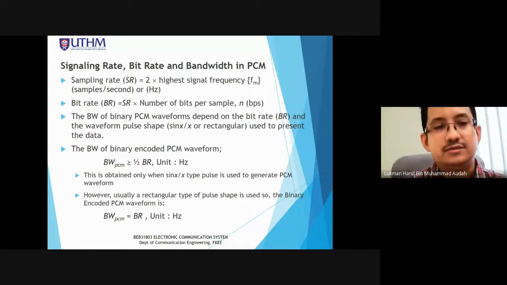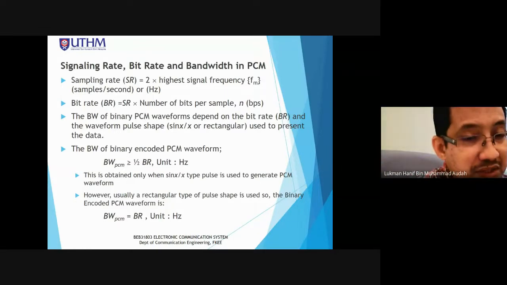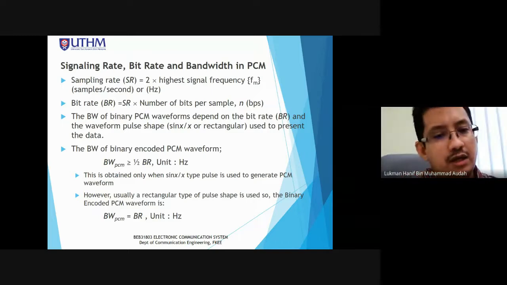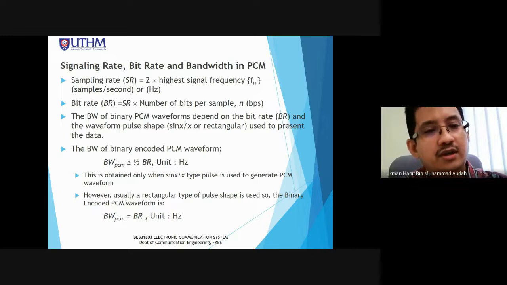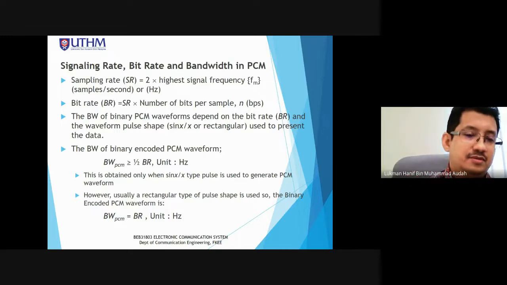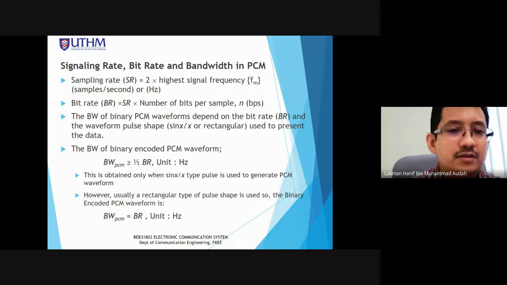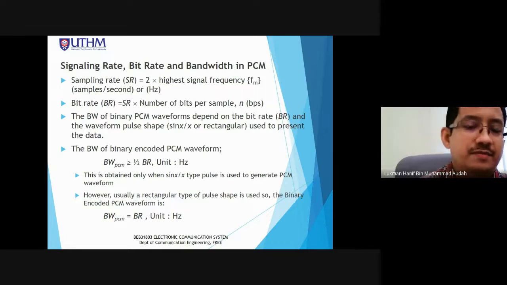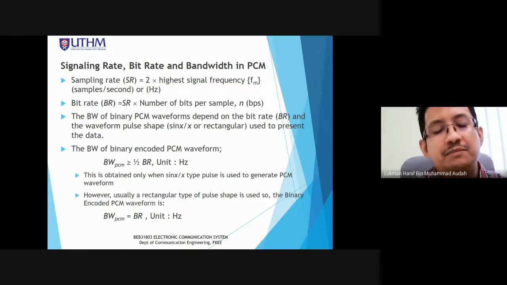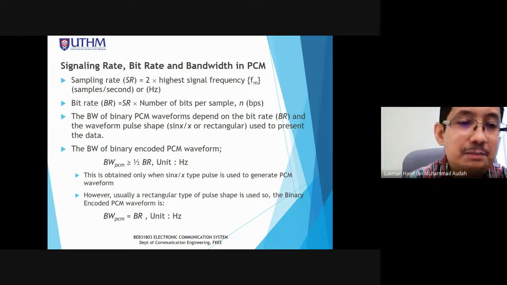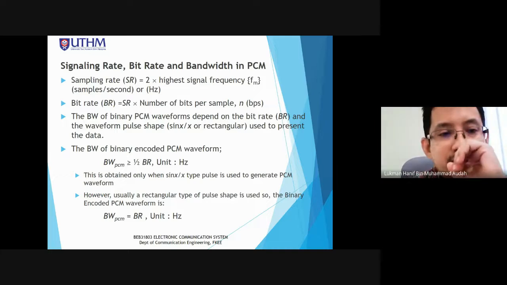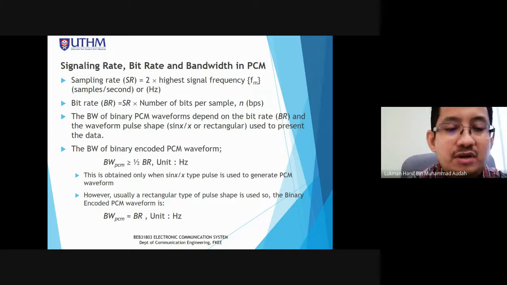And then this one. Ini penting class. This is very important. Okay, very important to you. Okay, about the three parameters. The three important parameters, which are the signaling rate, bit rate, and bandwidth. Ini parameter yang penting dalam you punya syllabus. Okay, dalam chapter 4 ini antara yang paling penting. And for sure we will ask this in the exam. Okay, ini memang soalan-soalan yang akan keluar dalam exam.